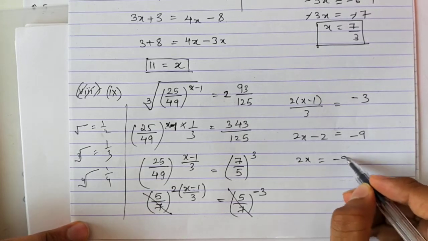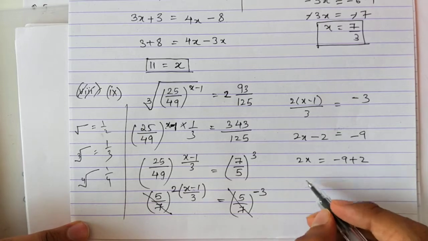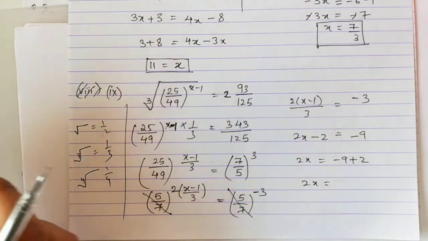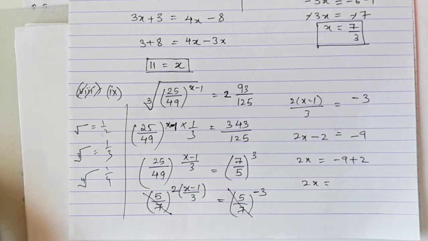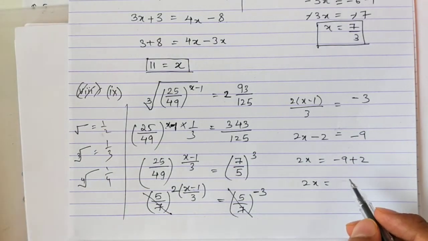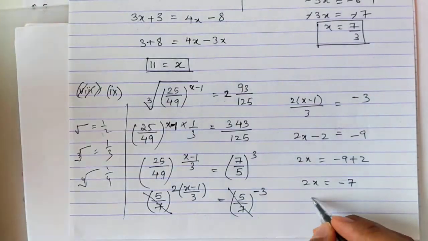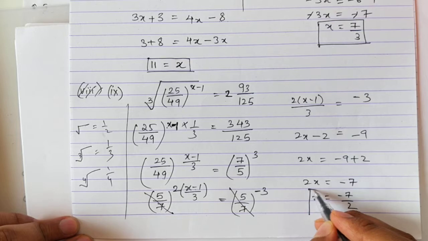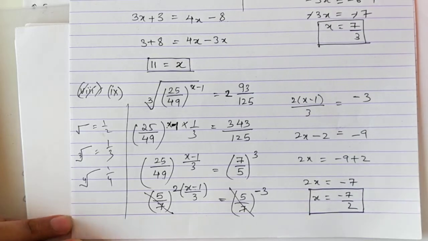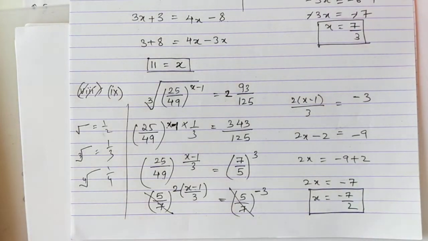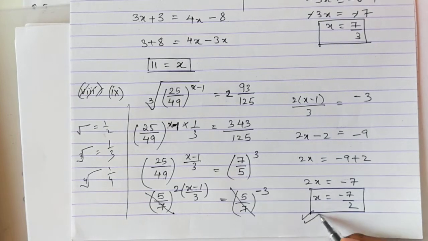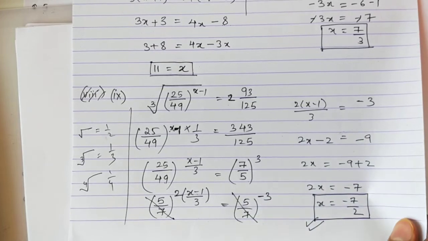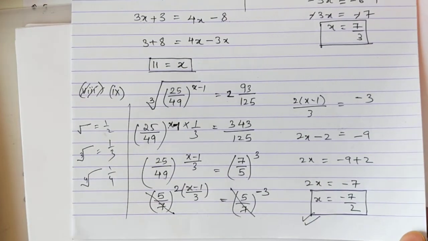So 2x is equals to minus 9 plus 2. 2x is equals to minus 9 plus 2 is minus 7. So x is minus 7 upon 2. x is minus 7 upon 2. Understood? This is the answer. Copy this one.